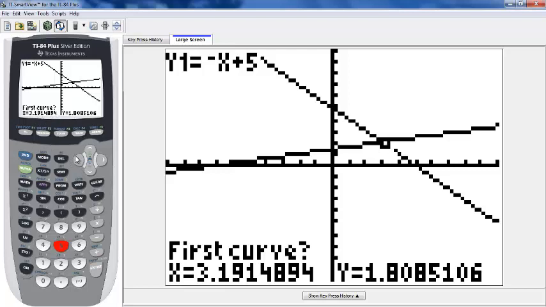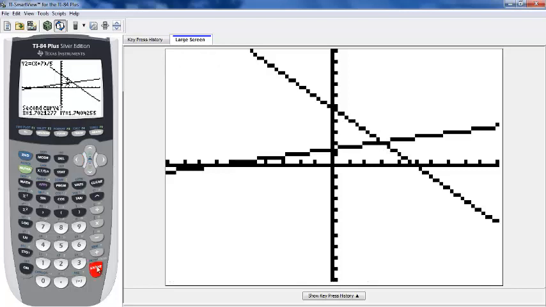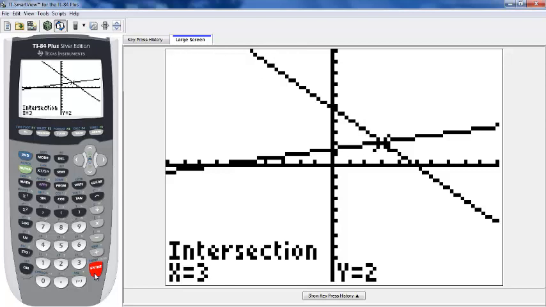and then the calculator is going to ask you a couple questions. First curve, that means just pick one of the lines and hit enter. So the cursor is on one of the lines, I hit enter. Second curve, that's the second line or second equation, hit enter, and the calculator says guess. Do you really want me to calculate the intersection of these two lines? So, yeah, I want that. I hit enter again, and we'll notice that the intersection point is at 3, 2, and that gives us the exact value of where the two lines intersect.